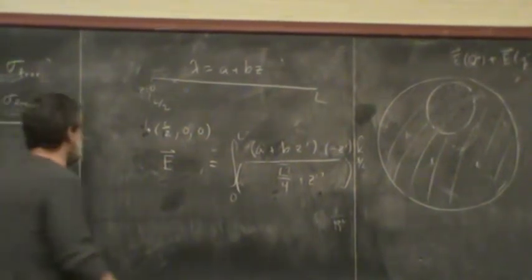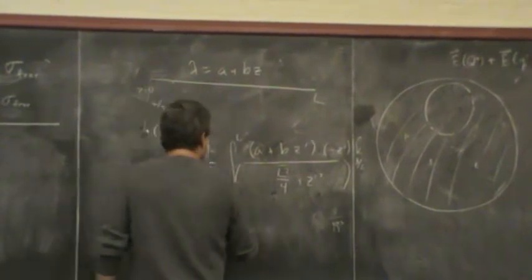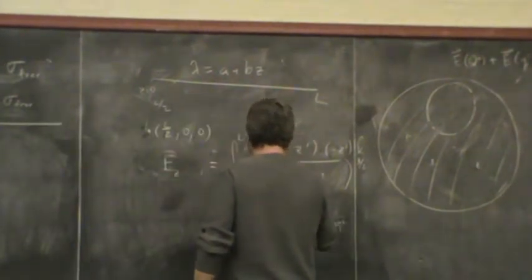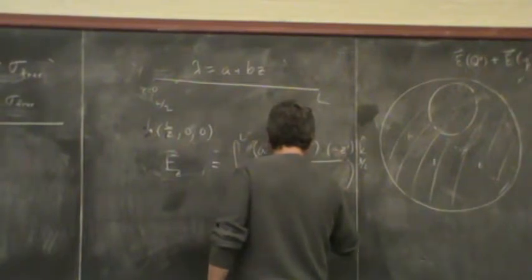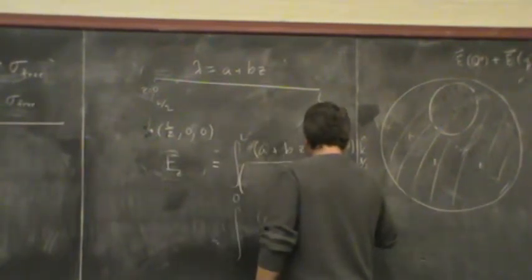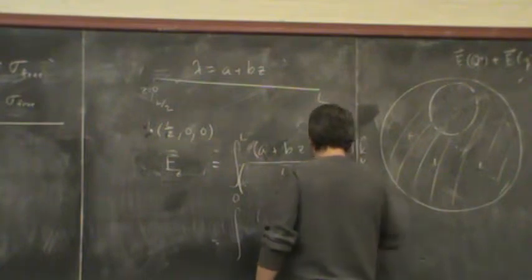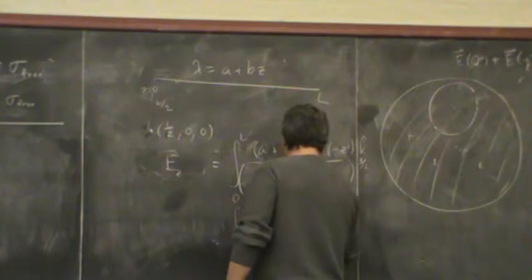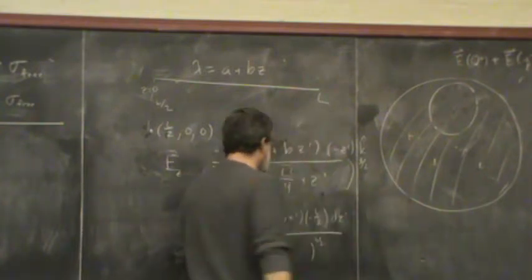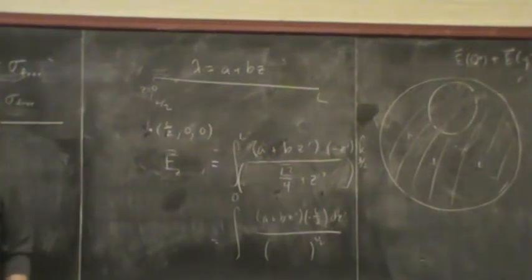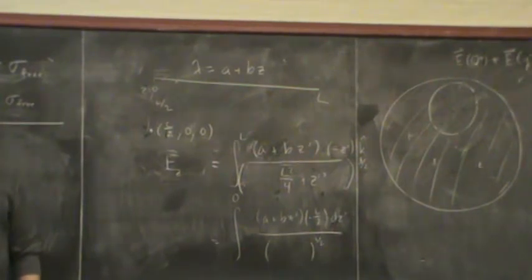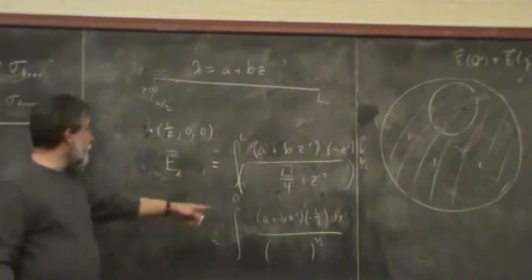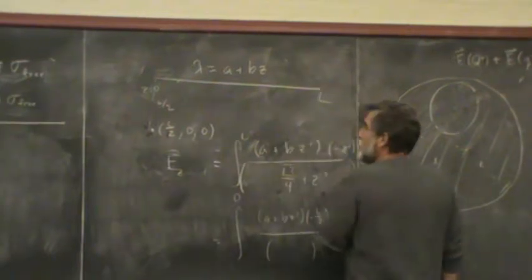No, the x component, so that would be easy. The x component would be the same integral, a plus b z prime, L over 2 minus L over 2, dz prime. Same thing on the bottom, to the 3/2, I think. Wouldn't it be, why isn't it x minus... Here? Yeah. I don't know.